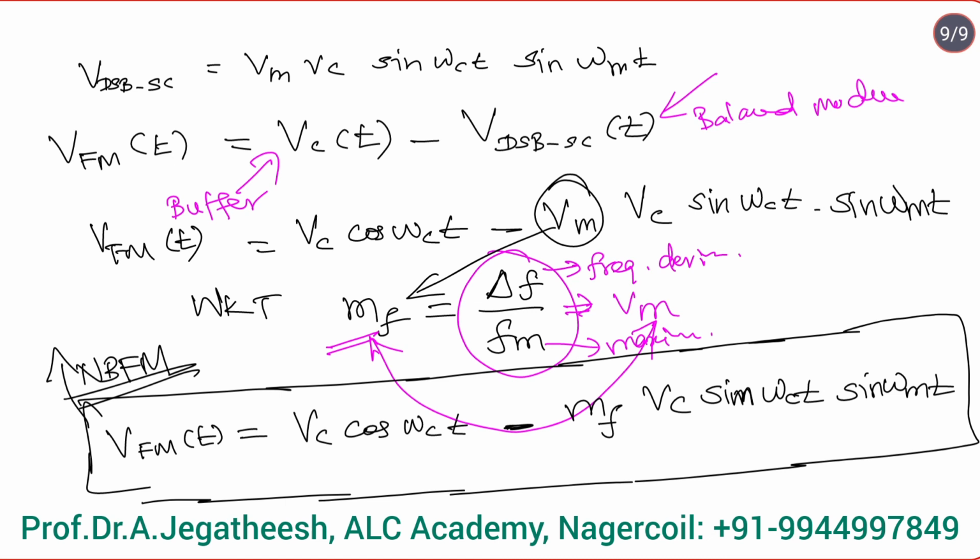This narrowband frequency modulation signal can be converted into a wideband signal using the multipliers and amplifiers block as shown in the main block diagram of the indirect method of frequency generation of FM signal, or the Armstrong method. Thank you.